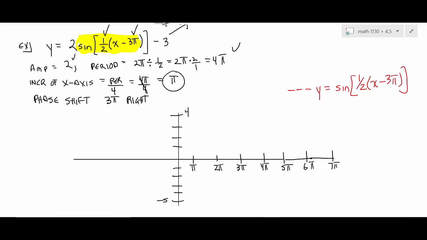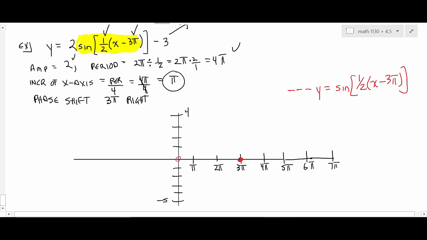Watch this one key part right here, because if you miss this, you'll miss the whole thing. If you're graphing a sine, it starts there. Just remember that: sine starts at 0, 0. If it's a cosine, it starts at 0, 1. Where is that point going to go? It's going to move to 3 pi. So you always start at the phase shift if you have one. That's point number 1 right there.